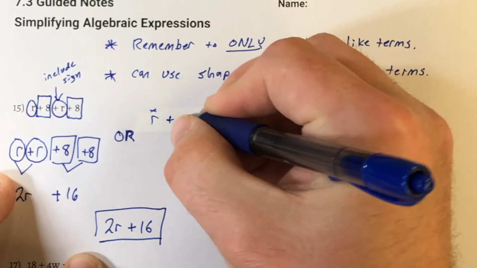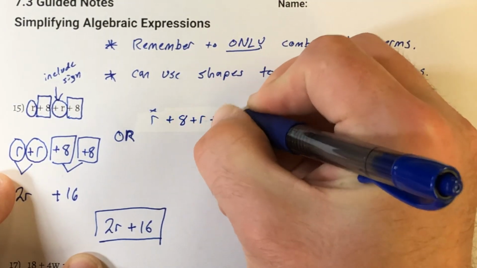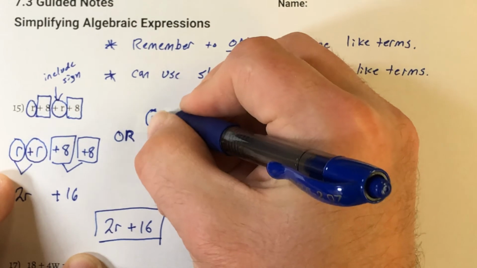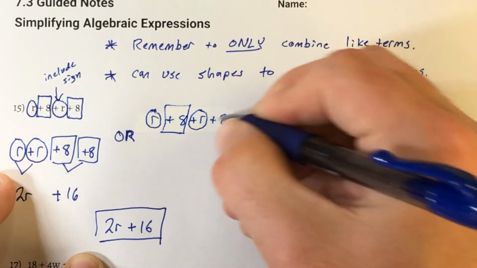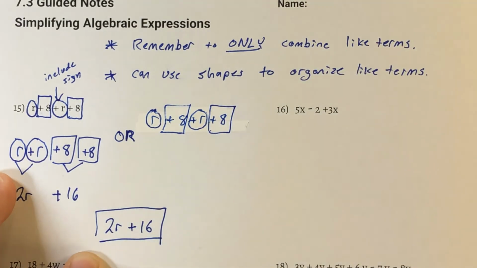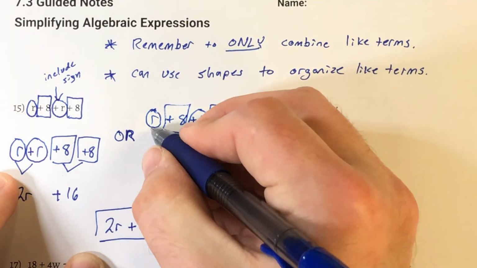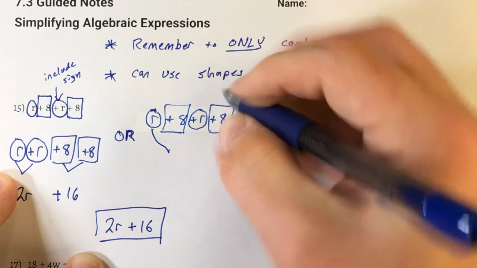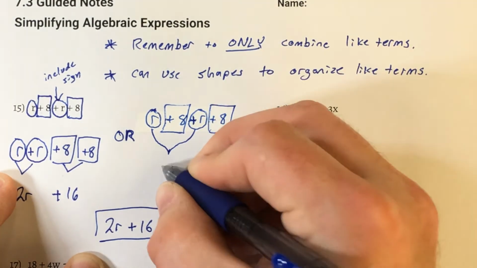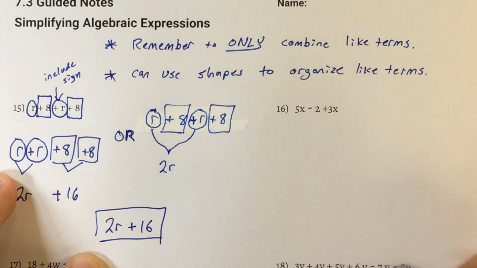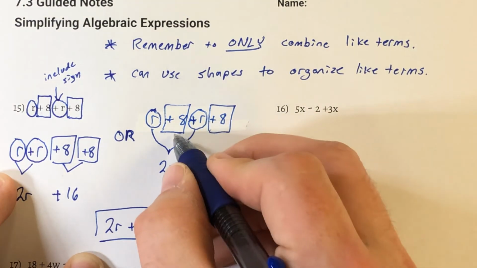Let's try that again. R plus 8 plus r plus 8. All right, r and positive r are like each other. My positive 8 and positive 8 are like each other. So what am I going to do? I'm simply going to do this. R plus r is 2r. So that's why we need to include those signs.